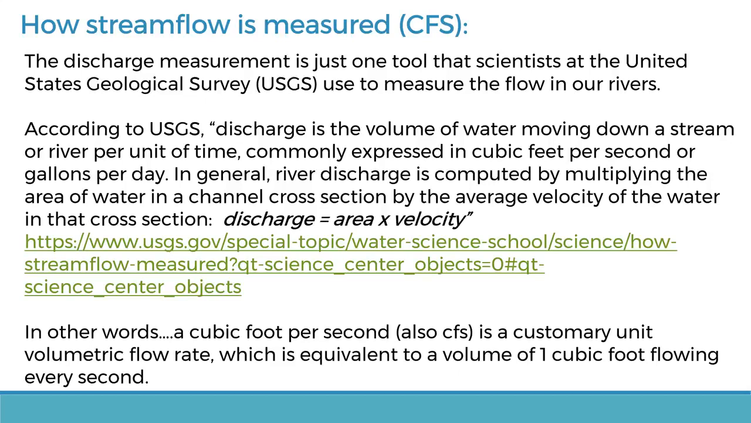In general, the river discharge is computed by multiplying the area of water in a channel cross-section by the average velocity of the water in that cross-section. In other words, a cubic foot per second is a customary unit of volumetric flow rate, which is equivalent to a volume of 1 cubic foot flowing every second.